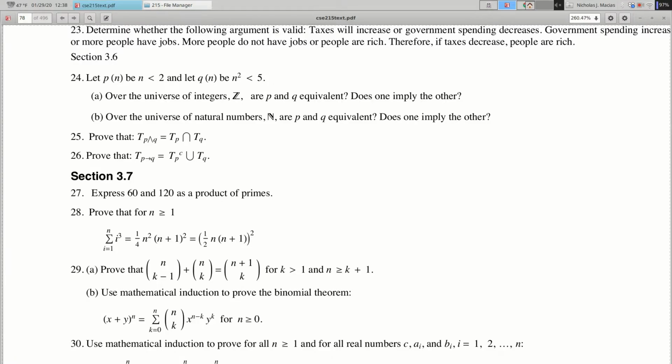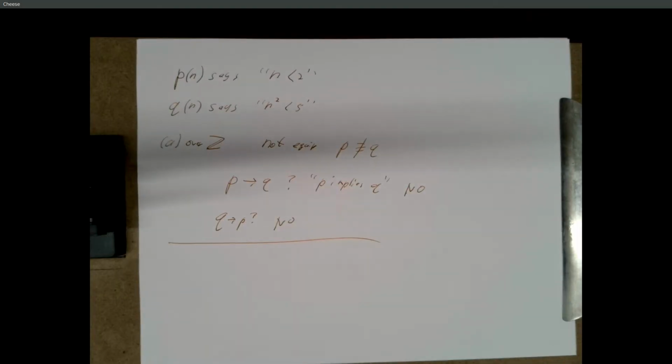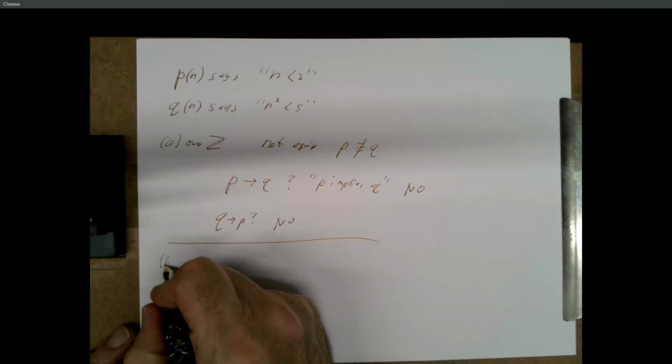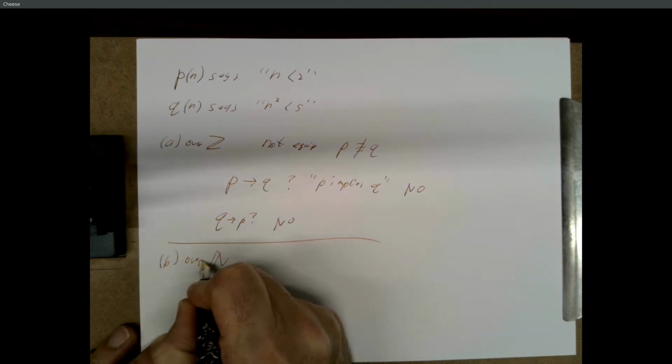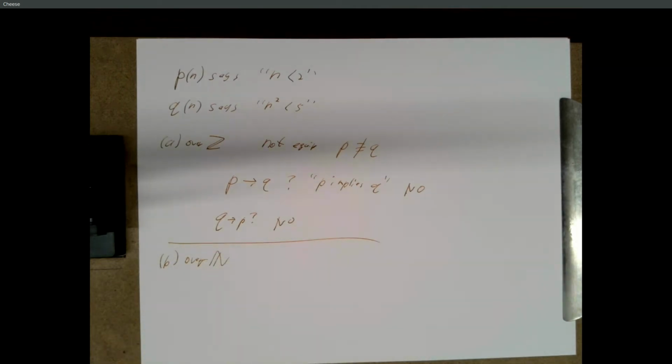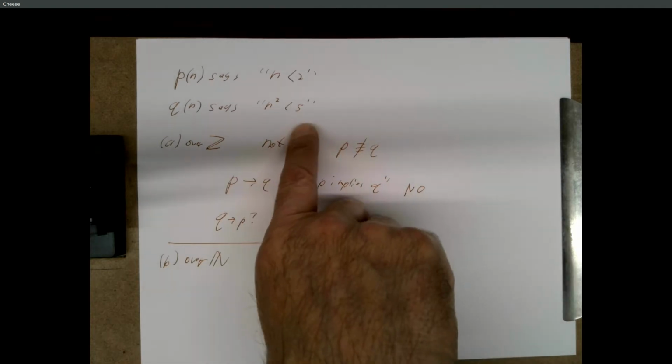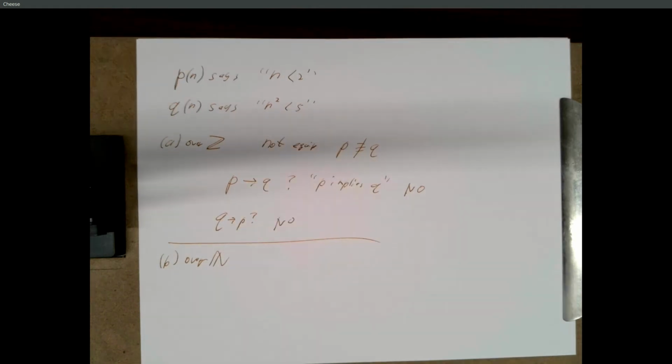And then, part B, what about the natural numbers? So part B is over N. So naturals, I believe in the book, are 0 or positive. And so if n is 0 or positive, are P and Q equivalent? No. What's the counterexample? Q would still be a counterexample. 2 squared is less than 5, but 2 is not less than 2. So they're not equivalent.